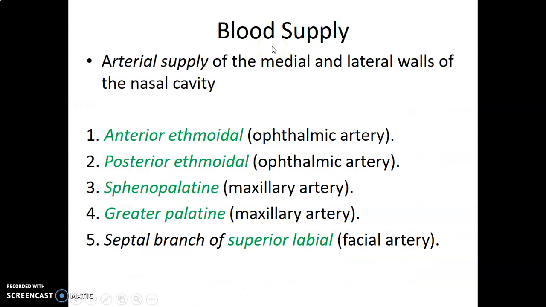What's the blood supply of the nasal cavity? Just like the medial angle of the eye and the scalp, the nasal cavity is a site for internal carotid and external carotid artery communication. So which branches are from internal carotid? Anterior ethmoidal and posterior ethmoidal come from ophthalmic artery, which is from internal carotid artery. Then the rest are from external carotid artery. So you have sphenopalatine and greater palatine, which are branches of maxillary artery, and septal branch of superior labial, which comes from facial artery. Maxillary artery and facial arteries are branches from external carotid artery.